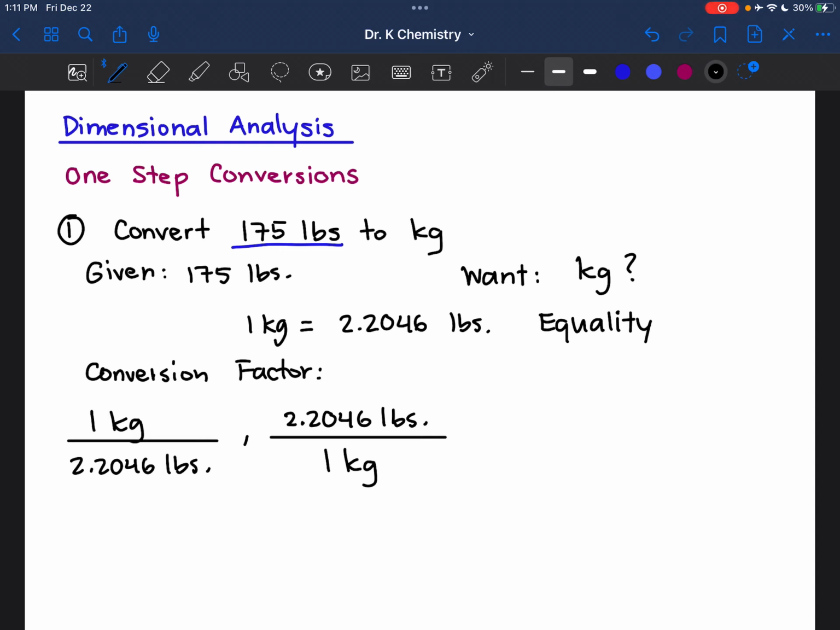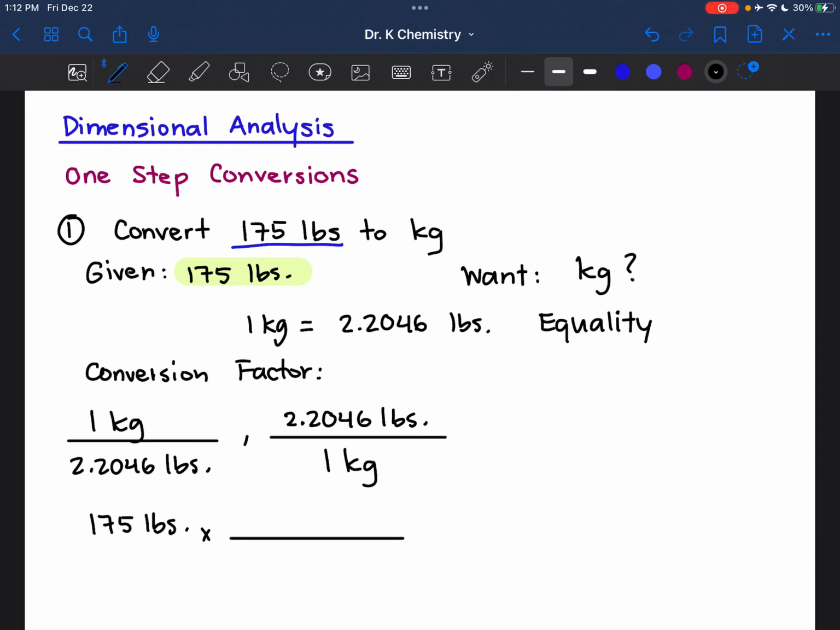So these are both conversion factors. They are both correct. They are equal. They are equivalent to each other. The only difference is which unit is on top and which one is on the bottom. And we do want both versions because you'll use either one depending on which unit you're trying to end with. Whenever I'm doing a dimensional analysis problem, I always start with what's given to me. Here in the problem, we are given 175 pounds. So I'm going to start there.